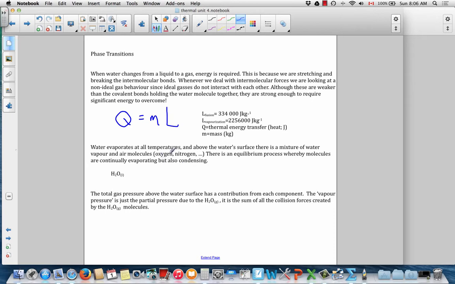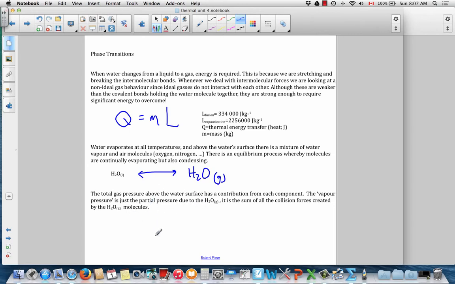Now, water actually evaporates at all temperatures. And above the water's surface, there's a mixture of water vapor and air molecules. So that's H2O in the gaseous state. That's what water vapor is. Now, there's an equilibrium process whereby, say, the more energetic water molecules are absorbing a bit of energy from their neighbors, and then they're changing into the gaseous state. The reverse process also happens where gas molecules, say, maybe collide together, and in so doing, actually condense and go back into the liquid state.